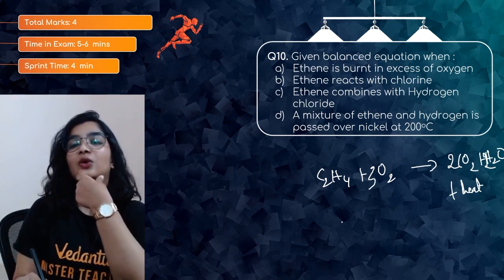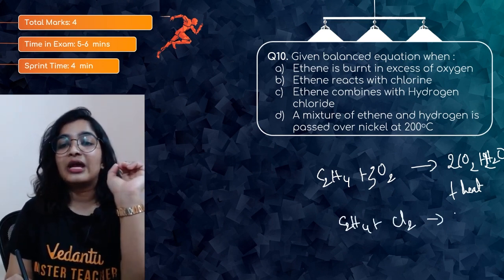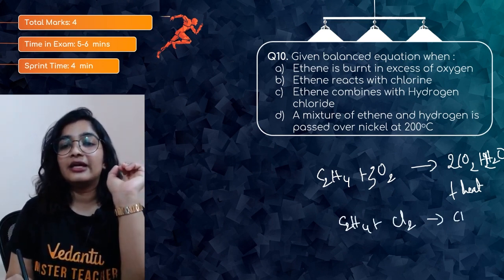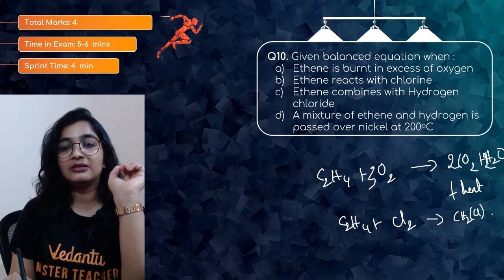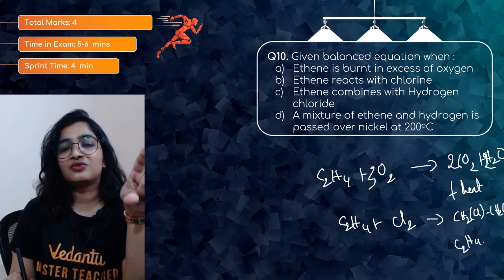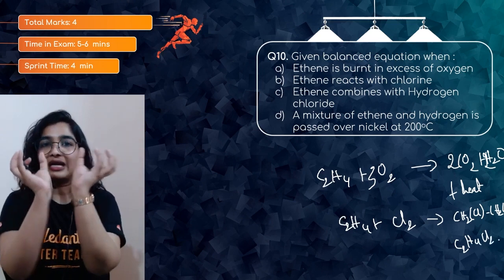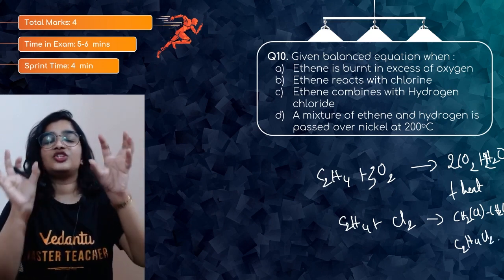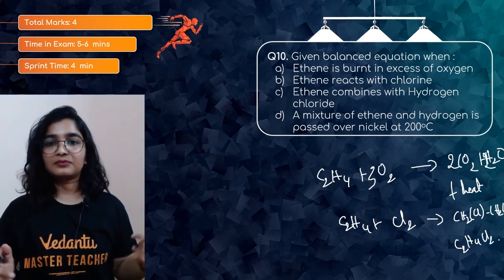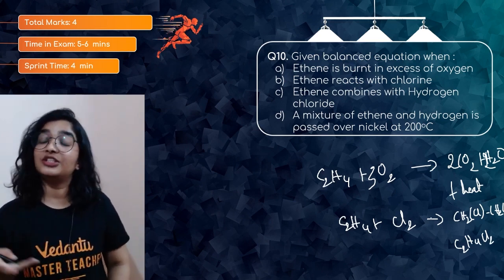Ethene reacts with chlorine. Ethene plus chlorine. So again, addition reaction. So what happens is CH2Cl will be formed. Or you can even write it as C2H4Cl2. But the thing is, one chlorine atom will be attached to each carbon atom. That's how it is. So this is chlorination, one of the types of addition, halogenation.